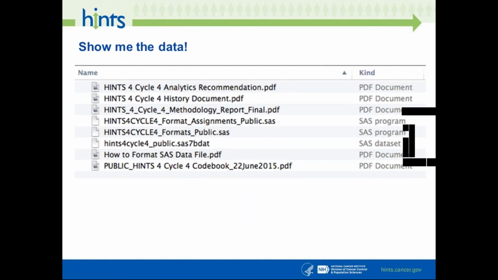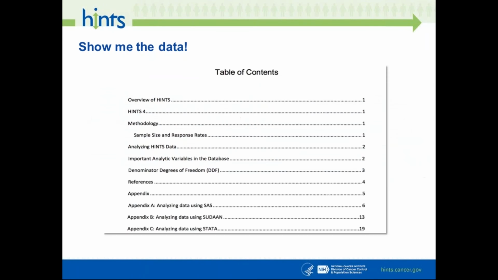So you could read through the whole thing, but if you want to just get going, what I would suggest is looking at analyzing HINTS data and important analytic variables in the data set. That'll give you information about specific items or highlights of this particular cycle, any specific considerations for this cycle's analysis that might differ from the previous ones. And it will also give you information on the names of the weighting as well, because the weight names, as you'll see, are different. As I said, it's a living document.